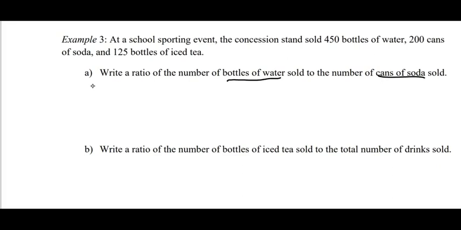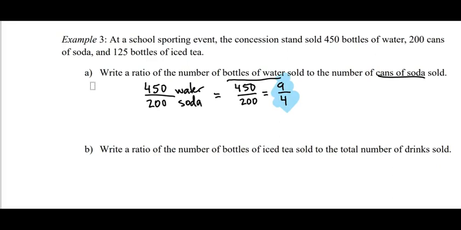So let's go ahead and grab those two numbers. We have 450 bottles of water. And then soda was 200. That's our soda. So that means 450 to 200. So let's go ahead and reduce that by 50. So we're going to have 9 to 4. And that is it. That is in the lowest terms.